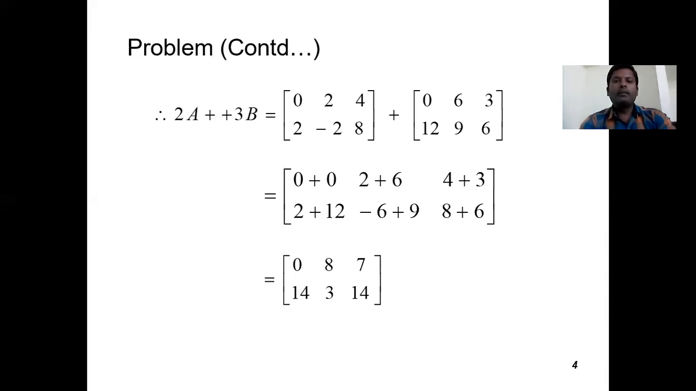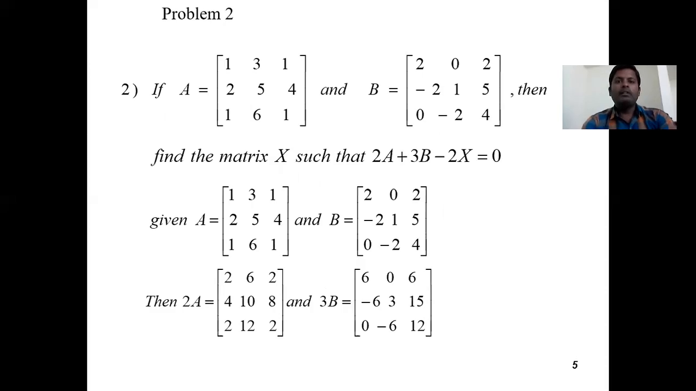Now we go to the next problem, problem number 2. If A is equal to [1, 3, 1; 2, 5, 4; 1, 6, 1] and B is equal to [2, 0, 2; -2, 1, 5; 0, -2, 4], then find the matrix X such that 2A plus 3B minus 2X is equal to 0. Here we find the value of X.